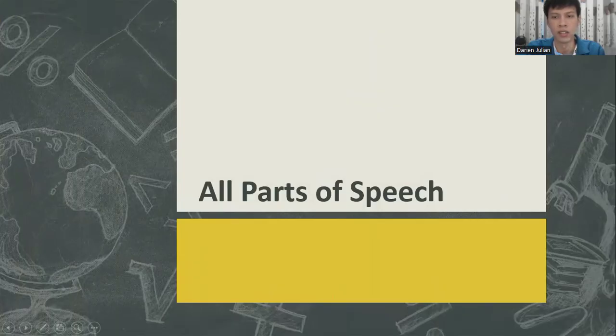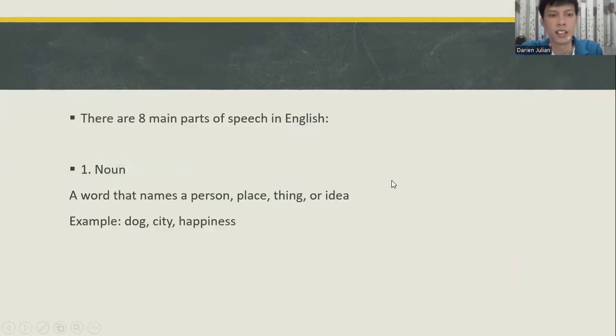All parts of speech. There are 8 main parts of speech in English. One is noun. A noun is a word that names a person, place, thing, or idea. Nouns are often described as naming words and can be concrete objects, abstract concepts like feelings or theories, or specific names of people and places. Example: dog, city, happiness.